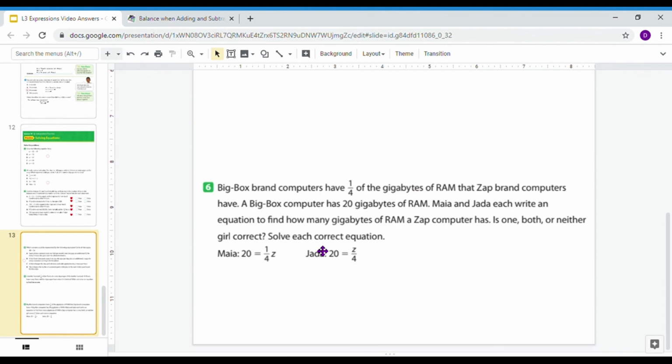So this was your last and final lesson on expressions and equations. Make sure you get that Kahoot done, and let's see how you all did this week.